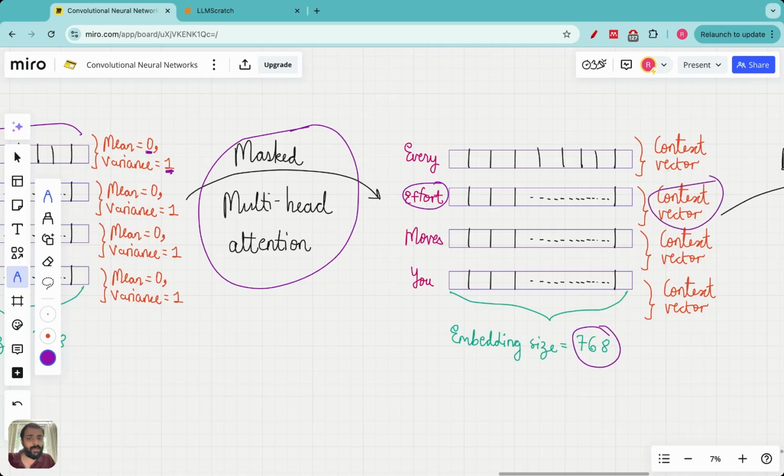The reason it is called a context vector is that, along with capturing the semantic meaning of effort, which the vector embedding already did, this context vector also captures how much attention we should give to moves, and how much attention we should give to you, when we are looking at effort. So the context vector for every token captures how much attention should be given to all the other tokens in the sentence. That's why it's called attention.